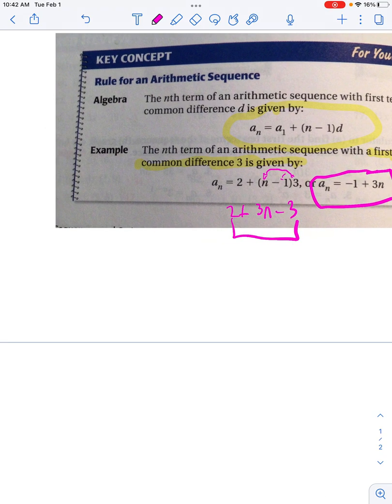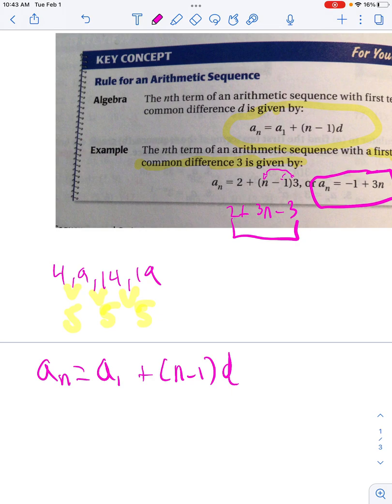So we'll do one more example like that. Let's say we have the sequence of 4, 9, 14, and 19, and I need to find the rule or the equation. My first step, make sure that the differences are all the same, which they are. So now I can say my equation A sub n is A1 plus n minus 1 times d.